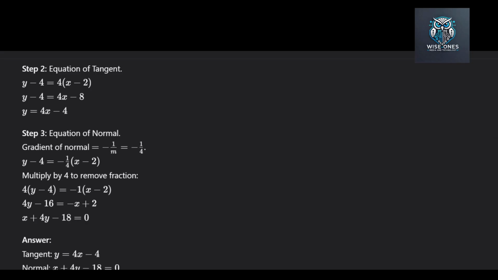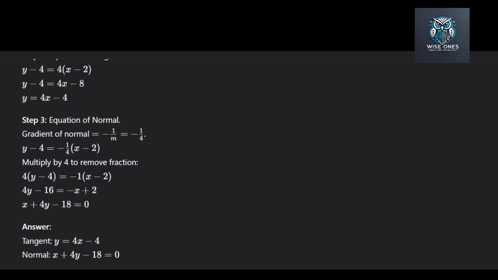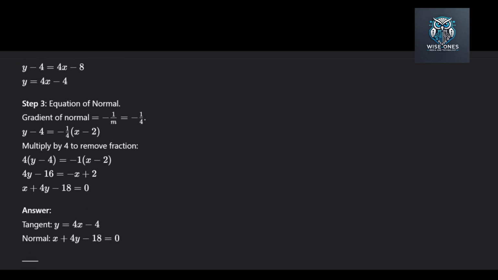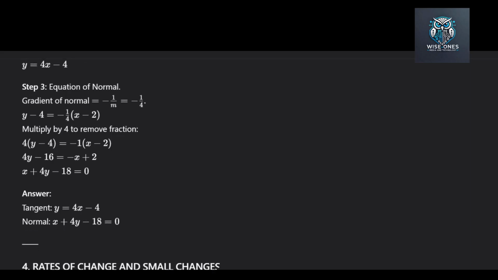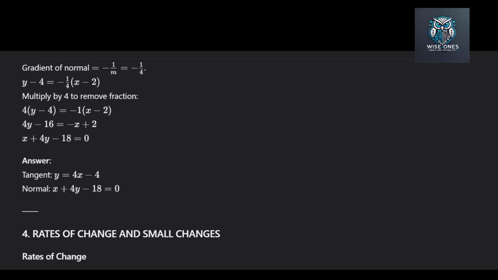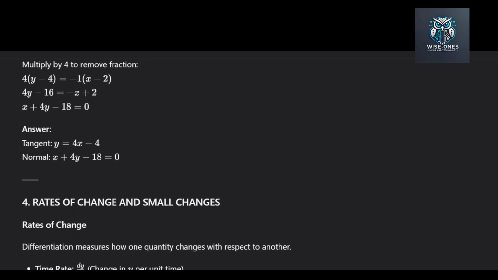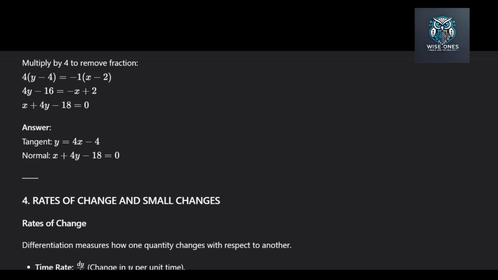We usually write this in general form. Add x to both sides. Subtract 2 from both sides. x plus 4y minus 16 minus 2 equals 0. Minus 16 minus 2 is minus 18. So the normal equation is x plus 4y minus 18 equals 0.